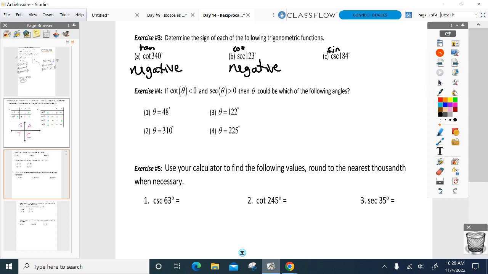What quad am I in? 3. What are you about sine in the third? It's negative. You don't have to look back. It's negative. So will cosecant. Any issues?